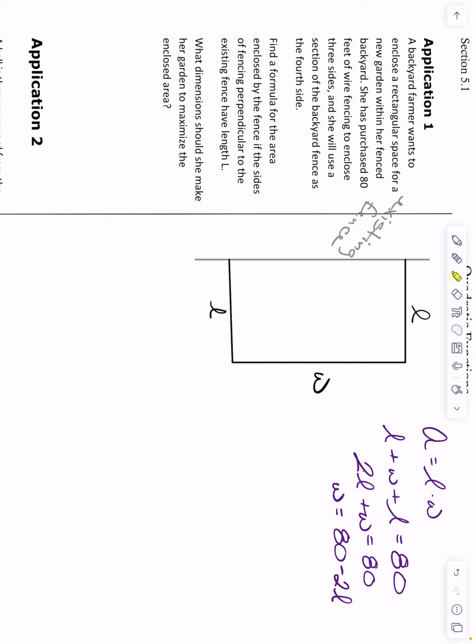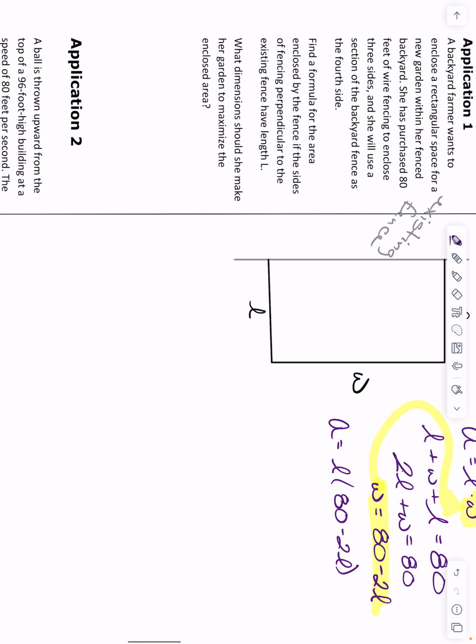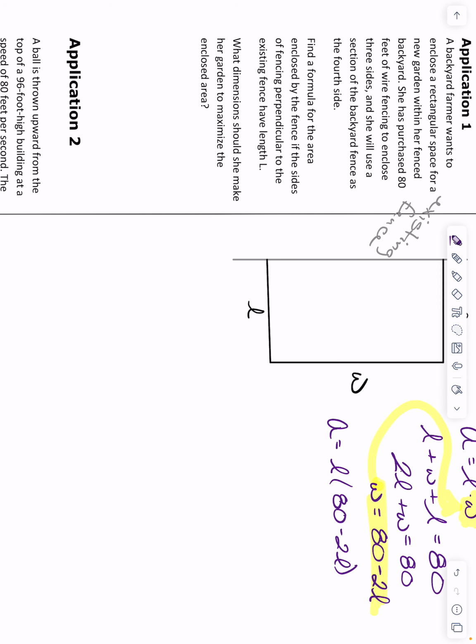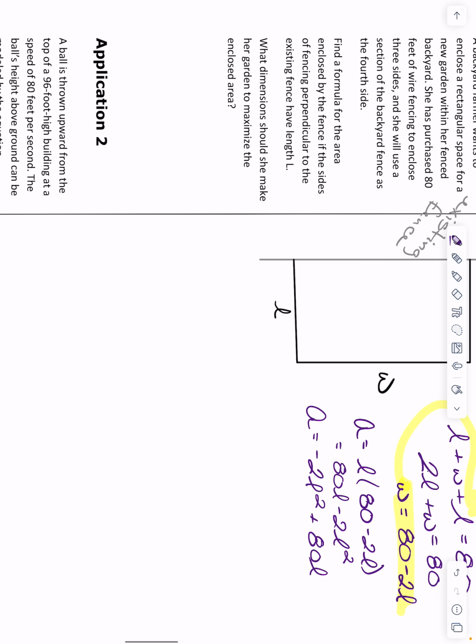Cool. Why would I do that? I would do that because now I can take this W and replace it up here in the equation for my area. So now my area looks like this: L times 80 minus 2L. I have an equation written only in L. Fair enough. I could multiply that L through and then rewrite this in descending order and not get rattled by the fact that I'm using L instead of X.